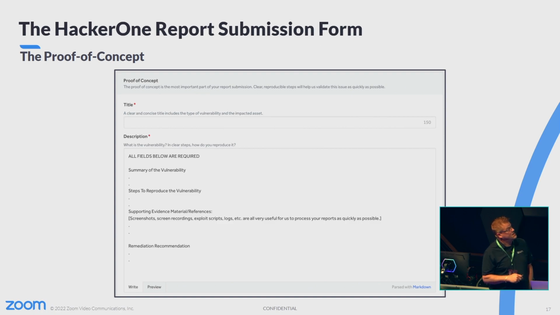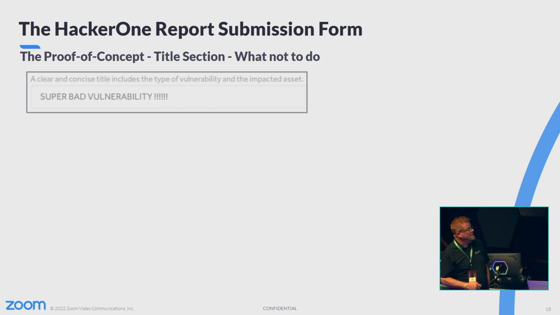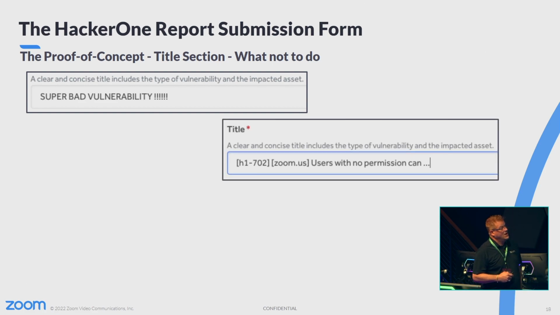All right, so now let's move on to the meat and potatoes of this, the proof of concept. The first part is the title. I'd just like to show a couple of examples of what not to do here. I don't need you to tell me the CVSS score or your interpretation of it in the title of your report. We get this quite a bit, like "super bad" or "all hands on deck" or "alert, alert." That's not helpful.